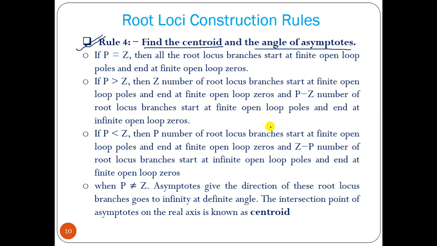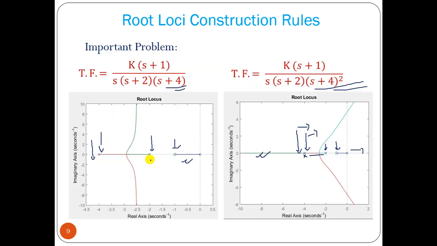Okay, now asymptotes. What is the meaning of asymptote? Asymptote means that, suppose in this system we have one zero, so this pole merges with this zero. What about these two poles? We have p equal to 3 and z equal to 1. Now from that we can find that one pole merges with this zero.